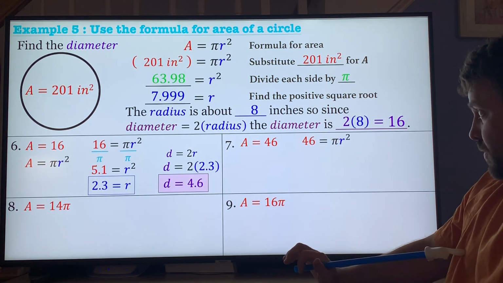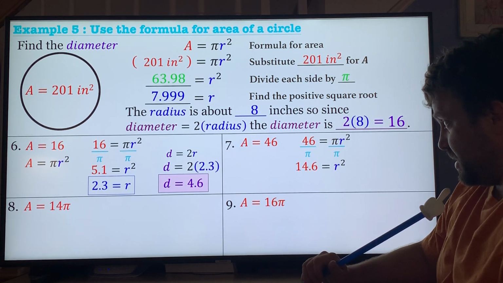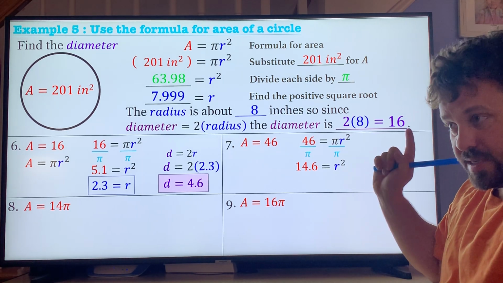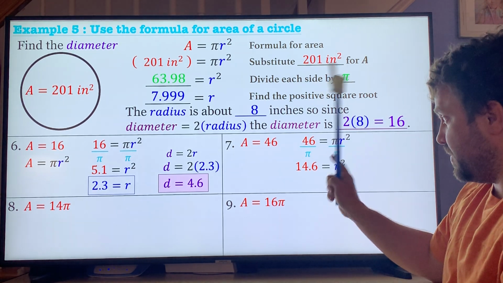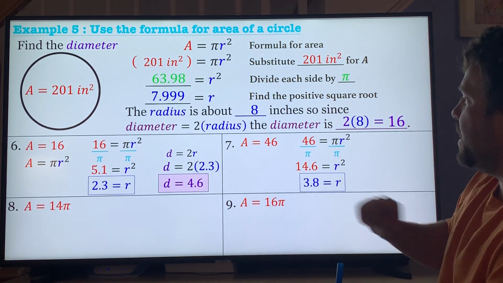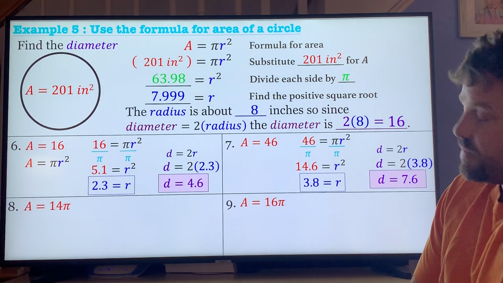All right. Radius, diameter is too much. 2 times it. 46 equals pi r squared. Divide both sides by pi. 14.6 equals r squared. Square root, which is the second x squared button on your calculator, 14.6. And you get 3.8. All right, to find the diameter, 2 times 3.8 is 7.6.